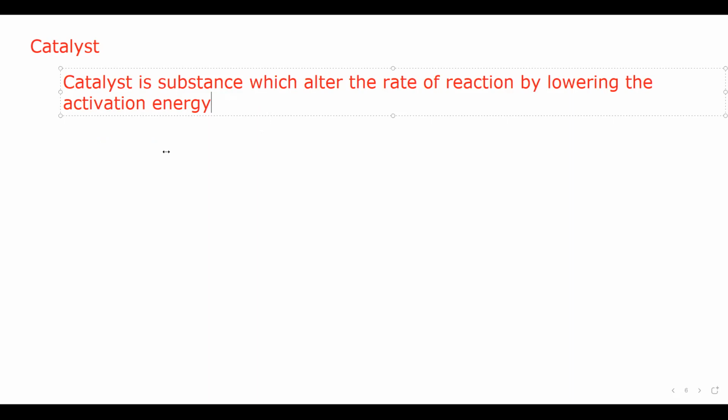And the catalyst does not take part in the reaction. The catalyst is not used up during a chemical reaction. If you use 2 gram of catalyst in the beginning, it will be 2 gram at the last. But what the catalysts do, they change the rate of reaction by lowering the activation energy. What does it mean?